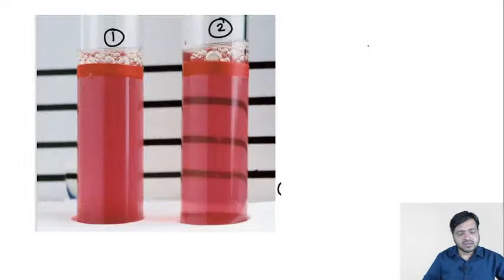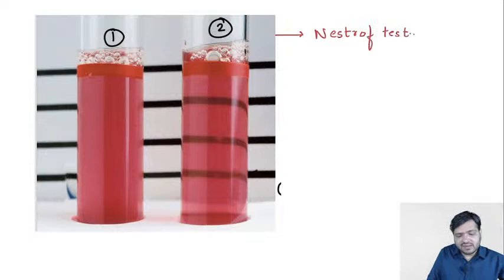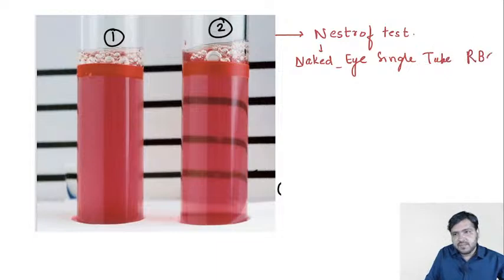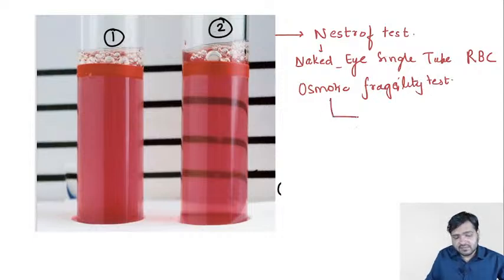Coming on to the next structure, guys, this particular structure was given in one of the tests, and they were asking which kind of test it is. It is the Nestrov test. What does Nestrov stand for, guys? It is the naked eye single tube RBC osmotic fragility test. And you all know that this particular test, guys, is basically used for thalassemia screening.